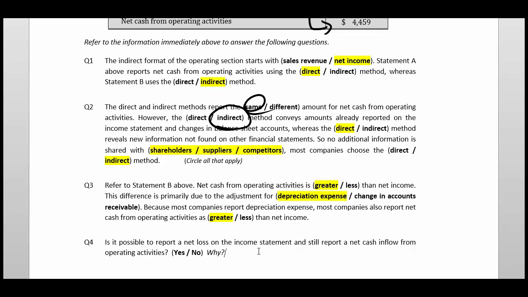So is it possible to report a net loss and still have positive net cash inflow from operations? Yes, it is.